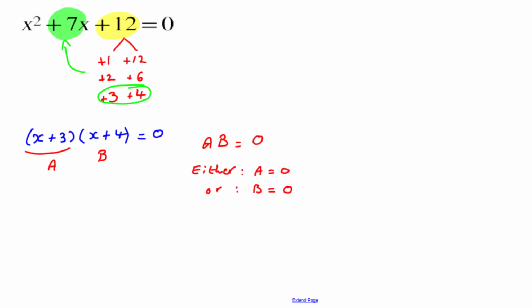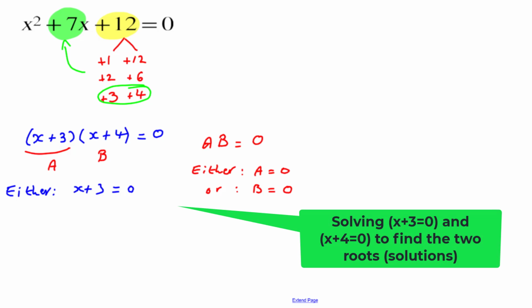So we can apply this logic to our two factors, x plus 3 and x plus 4. So we're going to have two possibilities here for the two factors to give a product of 0. Either the first factor, which is x plus 3 in our case, equals 0. We're going to solve a simple linear equation. To get rid of the 3, we do the opposite, so minus 3 on both sides to keep the balance, which gives us the first solution, or the first root, x equals minus 3.